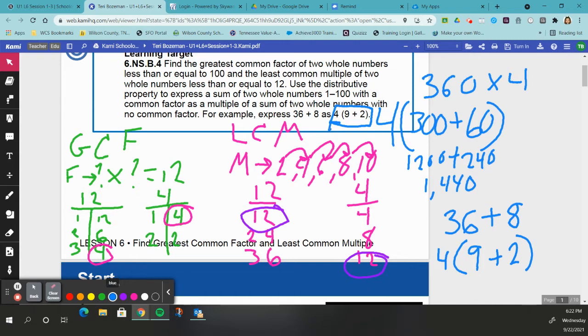So that's what we want to be able to do. We want to be able to find greatest common factors, least common multiples, and then to also be able to find or express this sum as distributive property. So again, make sure that those notes are in your spiral, please.